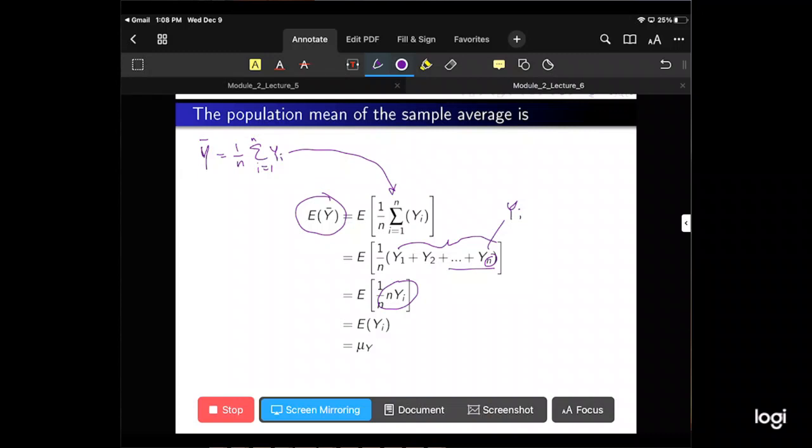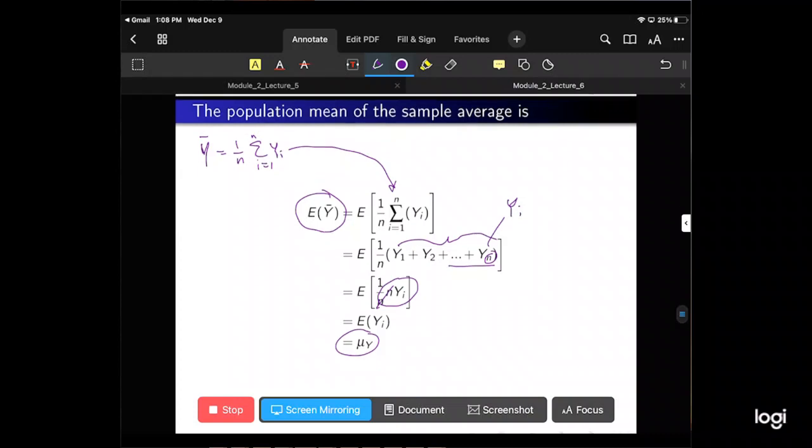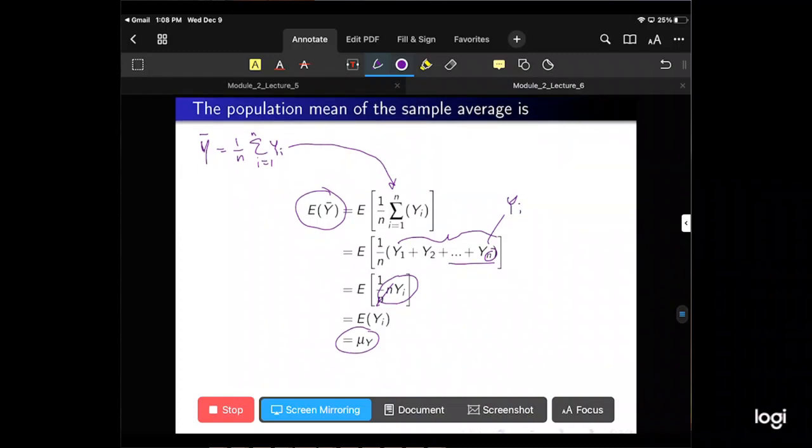So the 1 over n stays the same. And of course, 1 over n times n, we can cancel those out, and we get the expected value of yi. But by definition, we said a random variable yi had a mean of mu y, and so the expected value of y bar is equal to mu y. That's a great thing. We'll use this when we get to lecture notes 3 for statistics.